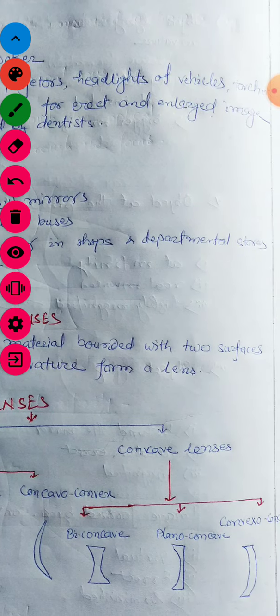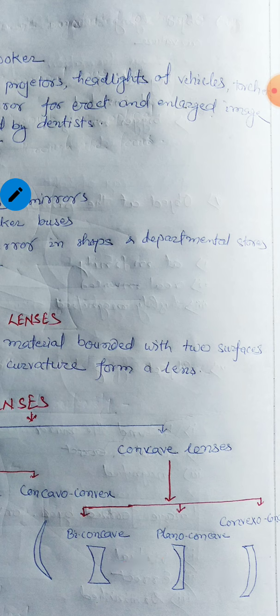They are also of three types, and these are, you can see these ones here. First one is biconcave lens. That means here both the surfaces are concave. Second one is plano-concave lens. Plano, that means one side is concave, another is plane.